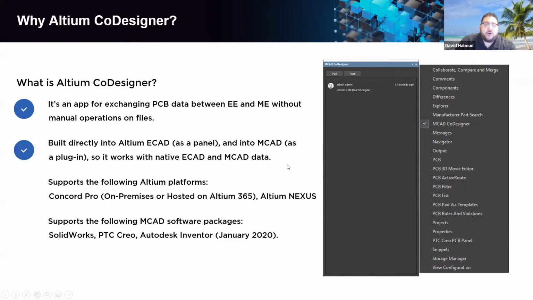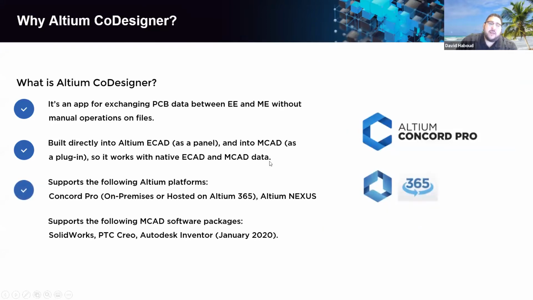And this supports Concord Pro, whether it is hosted on premises or whether it's hosted on Altium 365. Today, we're going to be working on Concord Pro on Altium 365, which is our cloud platform. And of course, it also works with Altium Nexus. And currently, the support exists for SolidWorks, PTC Creo, and Autodesk Inventor. And this is the current support as of January 2020. I guess I should put February 2020. I had made the slides earlier, so as of February 2020, those are the currently supported tools.